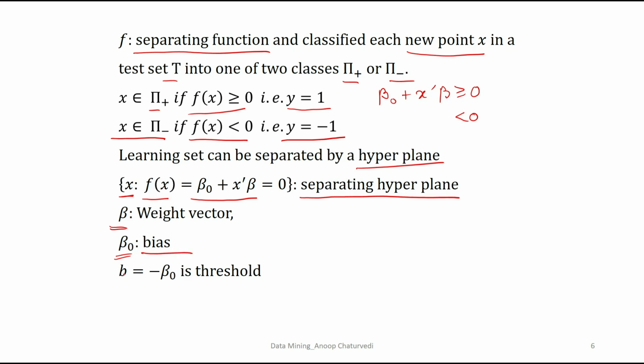Further, if we take b equal to minus beta naught, then b is the threshold. You can write the separating hyperplane as x transpose beta equal to minus beta naught, or equal to b. And then if x transpose beta is greater than or equal to b, we classify the observation as coming from pi plus, and if it is less than b, then we classify the observation as coming from pi minus. So, basically this b is the threshold value.